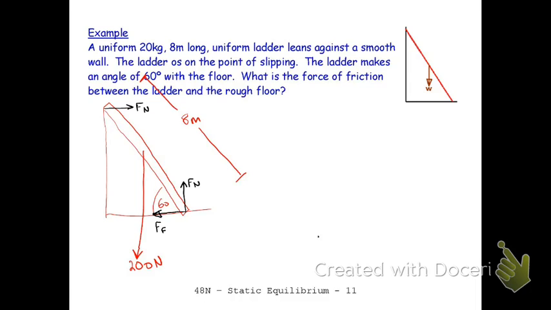What about a frictional force? Read the instructions again. Uniform ladder leans against a smooth wall. Smooth meaning colloquially no friction. It's not really true, but no friction, smooth, no friction. These days I'd like to have said frictionless wall. That's the way it goes. What am I asked to find? Force of friction.